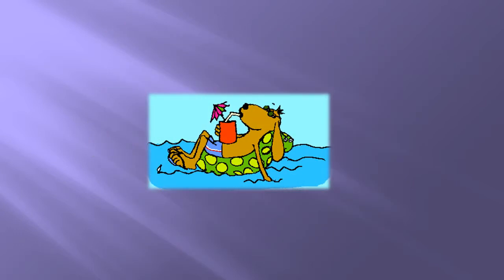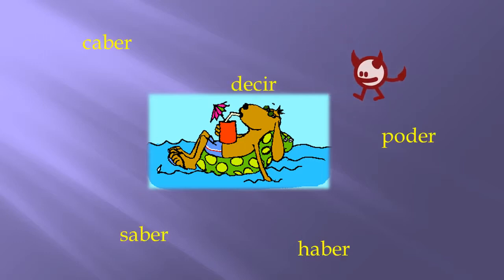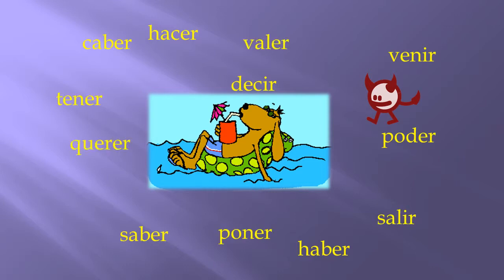The conditional tense is even easier to conjugate than the future tense. In fact, it's the easiest tense to conjugate of all. And remember those irregulars in the future tense? Wait till you see them here.